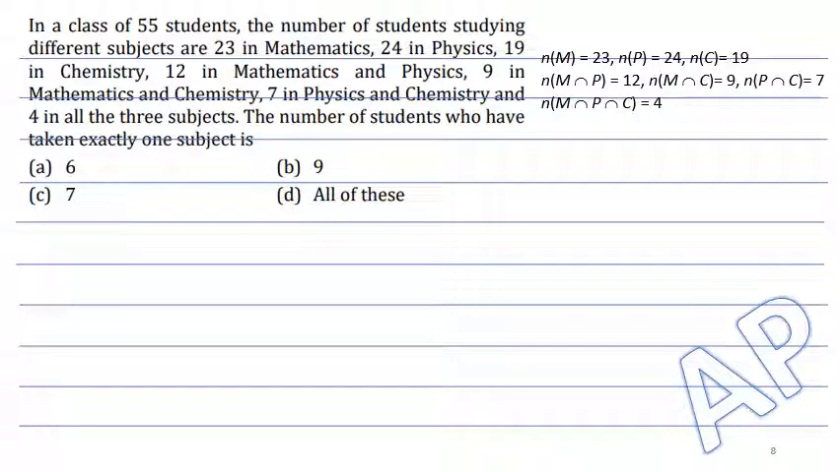n of m is equal to 23 ಅಂದ್ರೆ people or students who study maths is 23, who study physics is 24, who study chemistry is 19, m and p, that is m intersection p is 12, and m intersection c is 9, and p intersection c, that is physics and chemistry students are 7, and physics, maths and chemistry, that is m intersection p intersection c is 4.